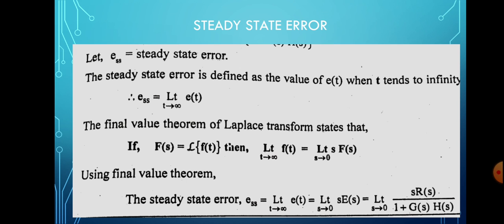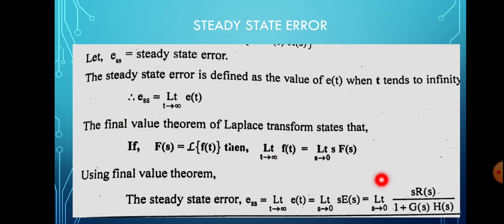It states that if there is a function f(t), then limit t tends to infinity f(t) will be equal to limit s tends to 0 s into F(s). That is the final value theorem. And using this final value theorem, we can find the value of limit t tends to infinity e(t). So steady state error ess equals limit t tends to infinity e(t), which will be equal to limit s tends to 0 s into E(s). So that is obtained by the final value theorem.